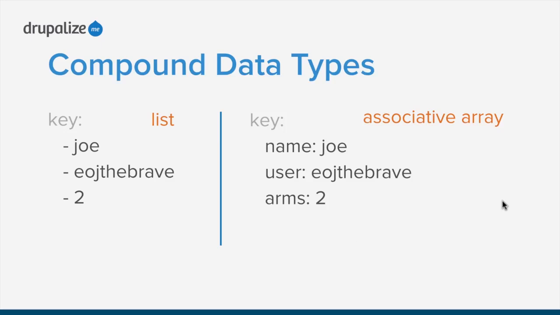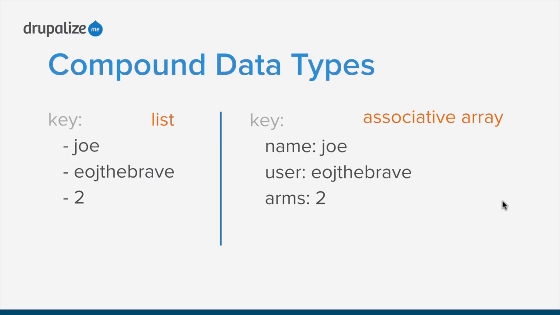YAML also has support for compound data types or collections. You'll hear them referred to interchangeably. Some people call it compound data, some call it collections. Really what we're talking about is lists of things grouped together under a single parent key. These lists are also infinitely nestable, kind of like an associative array in PHP where you can have it go any level deep. The example on the left here is a list in YAML, and what you'll end up with in PHP is an array that is just numerically indexed, so no keys in the index.